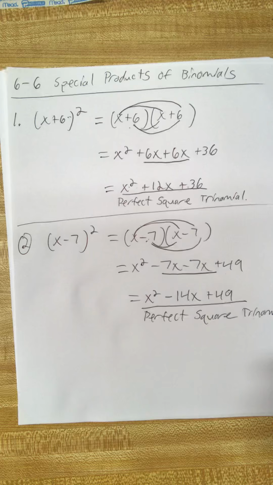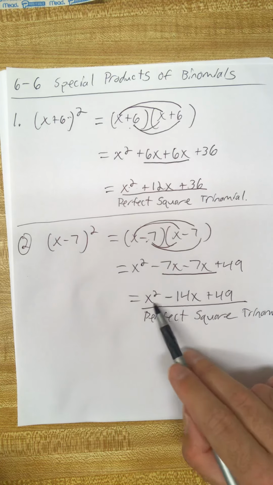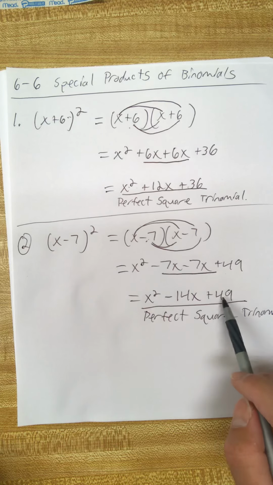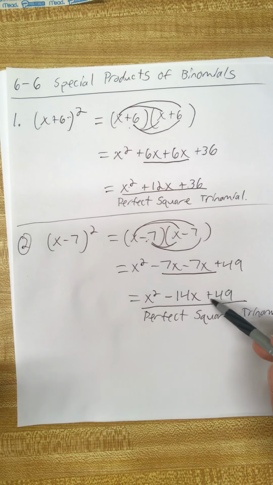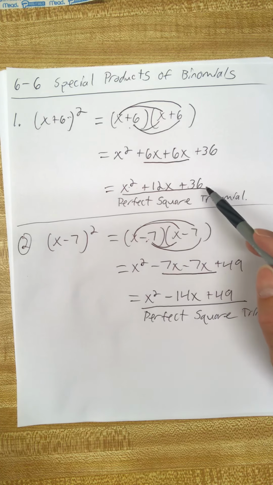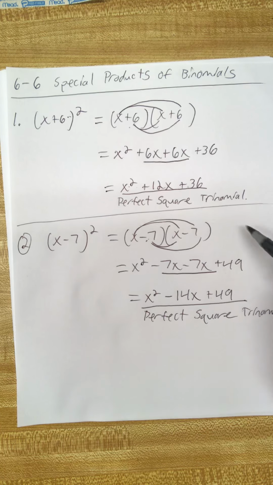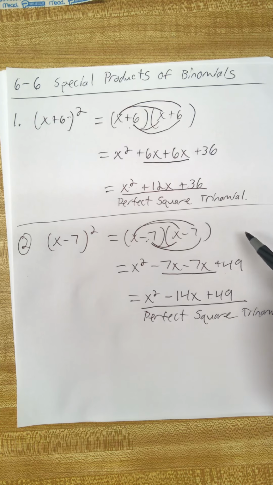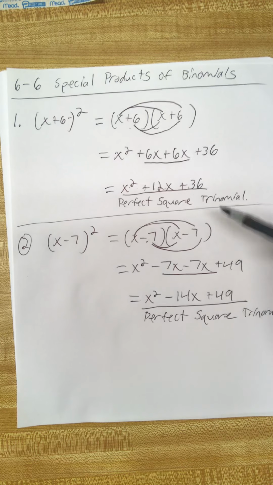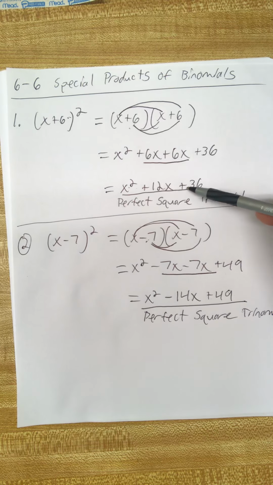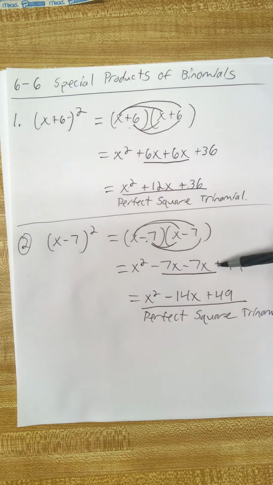All right, so those are your perfect square trinomials. Definitely something you're going to see next week. You'll be starting with this. Notice 49 is a perfect square, 7 times 7, it's a positive 49. This is a positive 36. So regardless of what you start with, you're always going to end up with a positive perfect square in the end, and your perfect squares have to be positive.